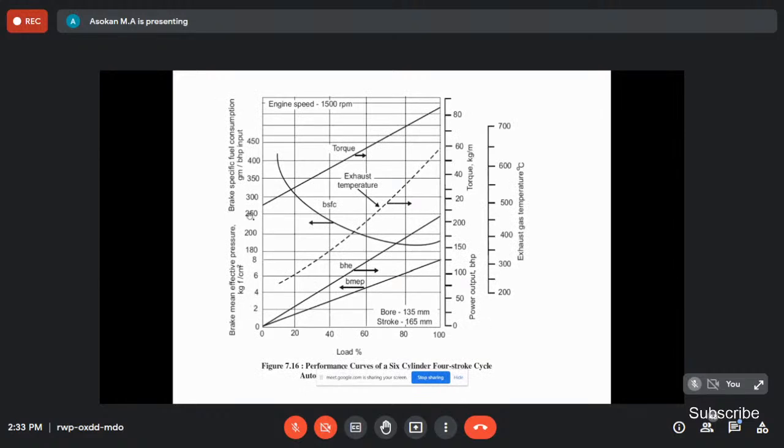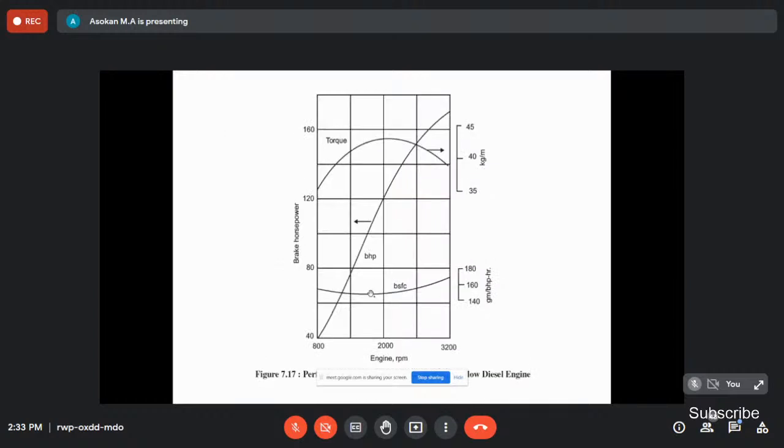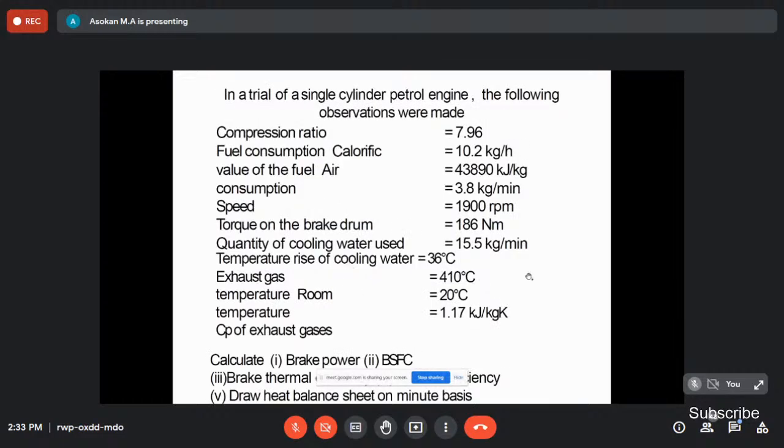And also brake effective pressure versus load, right? Same brake effective pressure, brake power, brake specific fuel consumption, exhaust gas temperature, torque. So you can plot the graph like this. And similarly, the different engine speed versus brake power. Okay, see, this is one of the numericals, a simple numerical.